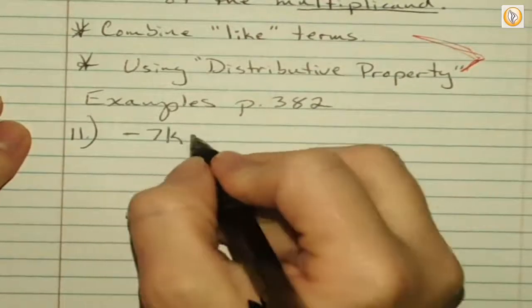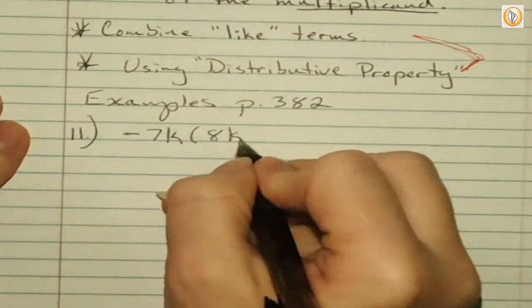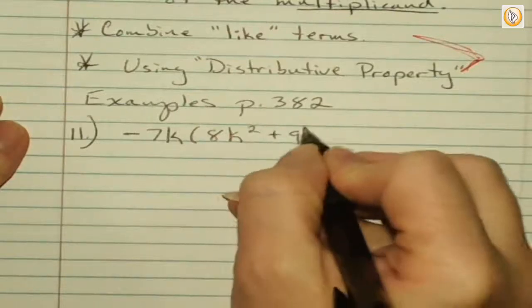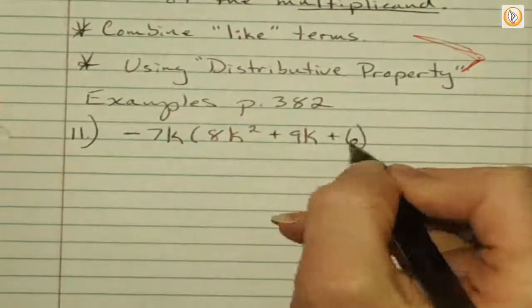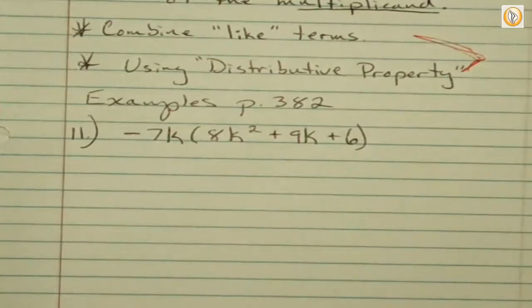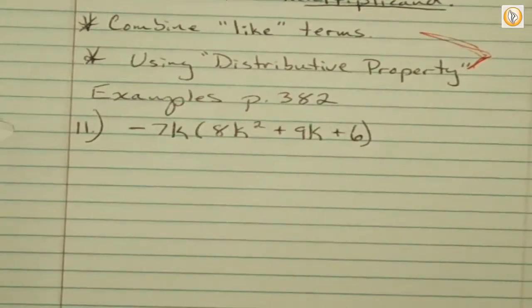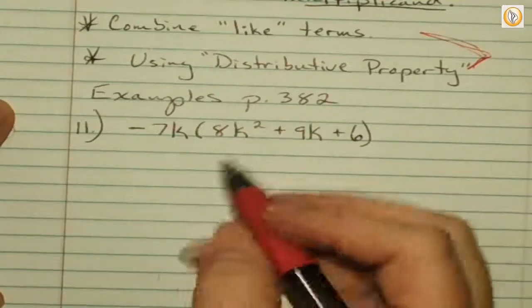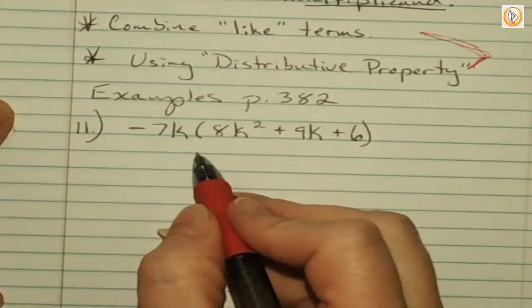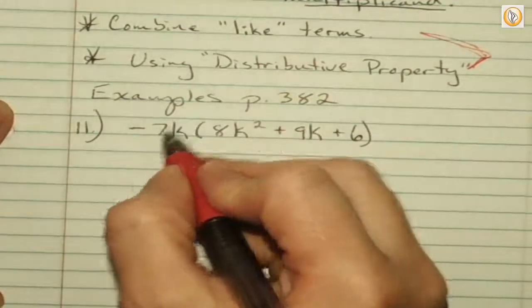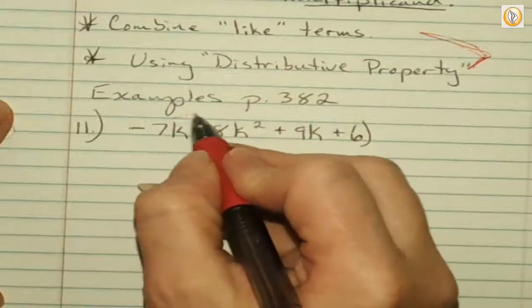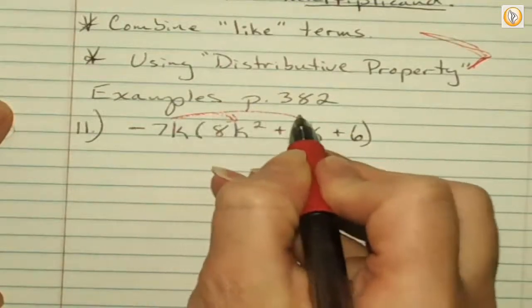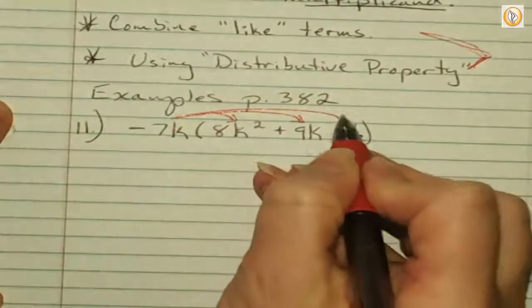Negative 7k times 8k squared plus 9k plus 6. Now we're going to do distributive property. So we're going to take this negative 7k, we're multiplying it by everything inside the parentheses.